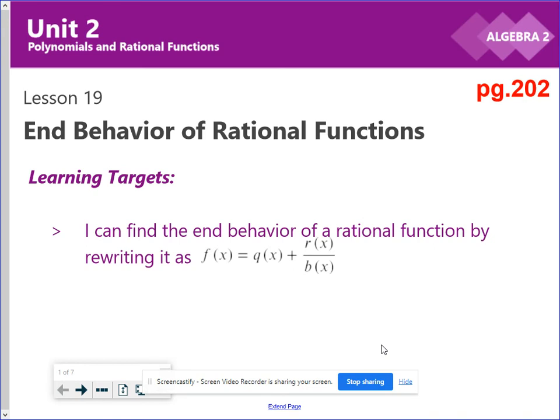Today we're looking at lesson 19, and we're looking at the end behavior of rational functions. So I want you to remember that rational just means that something is written as a fraction.